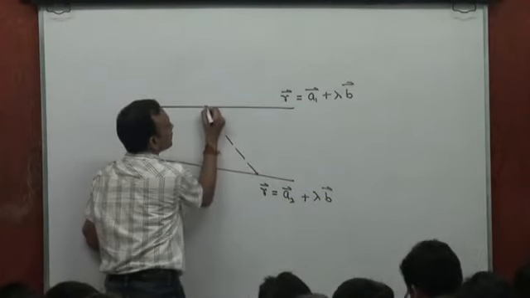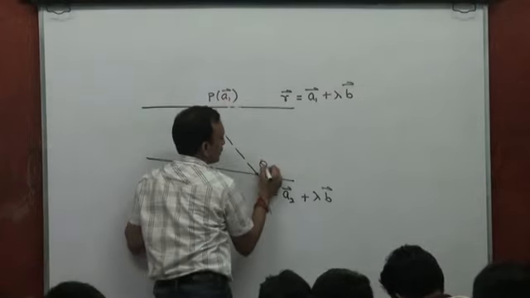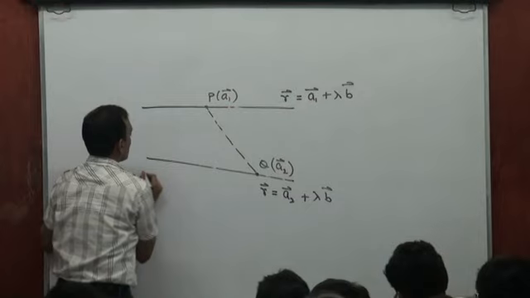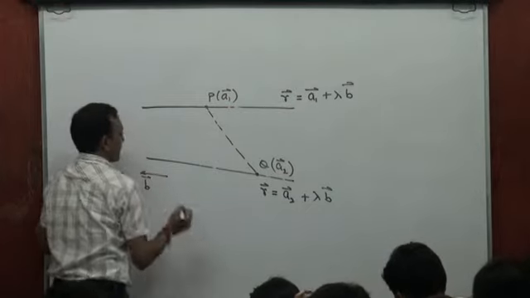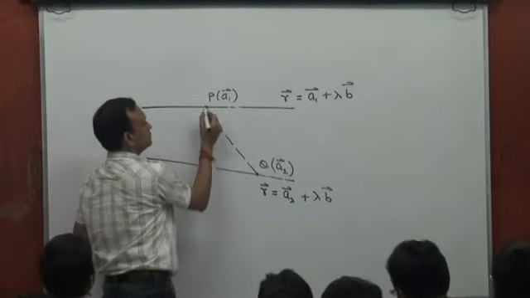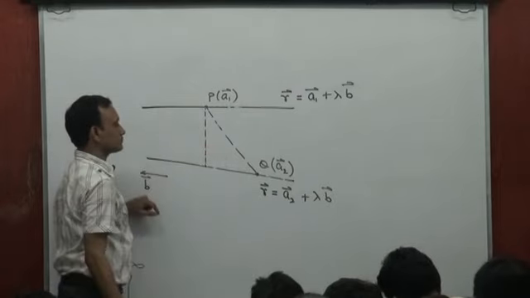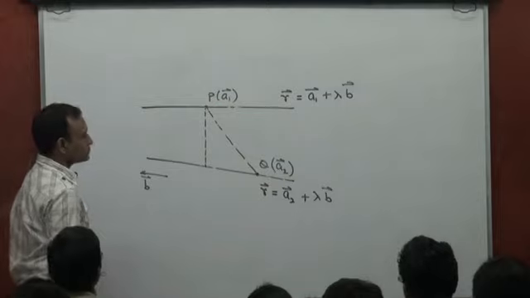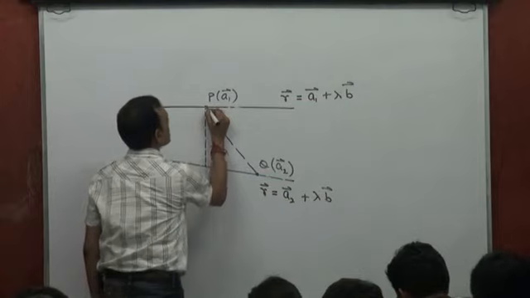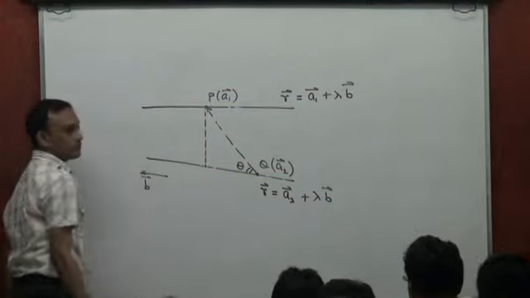Realize that there is a point P on the line whose position vector is a1. There is a point Q on this line whose position vector is a2. And both these lines are parallel to the vector b. Now, this is the vector QP. This is P. This angle is theta.